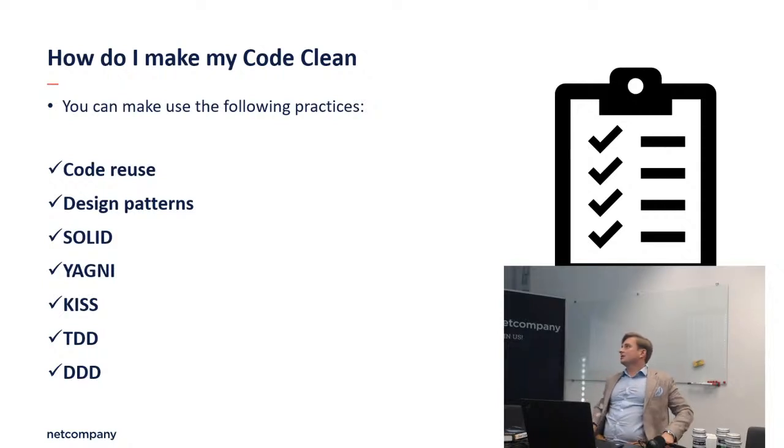So how can I make my code clean? We have several practices. Code reuse, which can also be called DRY, or don't repeat yourself. We can use design patterns. We can make our code SOLID. We can only implement something when we need it, as YAGNI says: you ain't gonna need it. We can keep it simple. We can use test-driven development and domain-driven development.